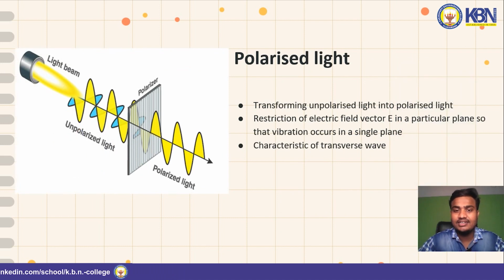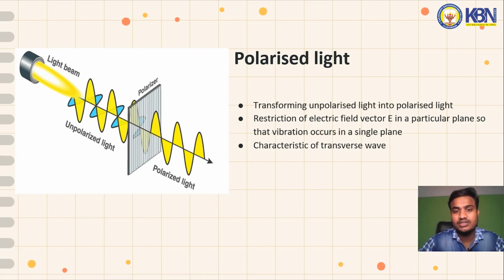Coming to the polarized light, transforming the unpolarized light into polarized light is known as polarization. Okay? Transformation of unpolarized light into polarized light is called polarization, or we can say restriction of the electric field vector. Okay, only the electric field vector in a particular plane, so that vibration occurs in a single plane only. Only electric field vibration will be seen in the polarized light. You can say that the polarized light has the characteristics of a transverse wave.